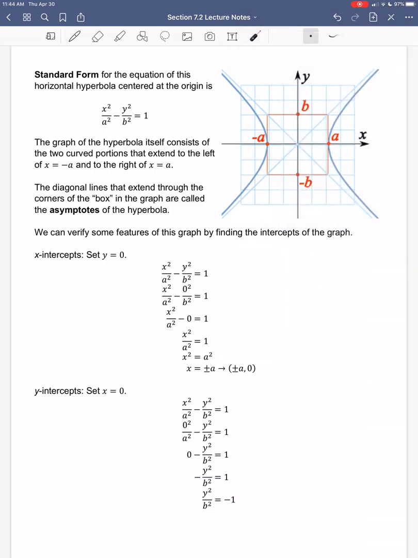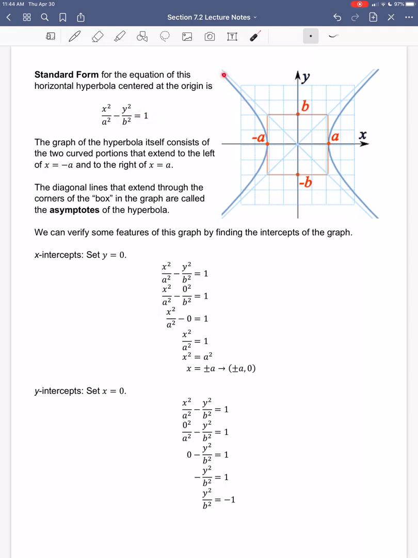What we say then is that's the equation of a horizontal hyperbola centered at the origin: x squared over a squared minus y squared over b squared equals 1. That's very similar to the standard form for the equation of an ellipse, which would be x squared over a squared plus y squared over b squared. So the only difference is it's a subtraction instead of an addition. If it's an addition in between, we know it's an ellipse. If it's a subtraction in between, it's a hyperbola. It has to be equal to 1 to be in this standard form.